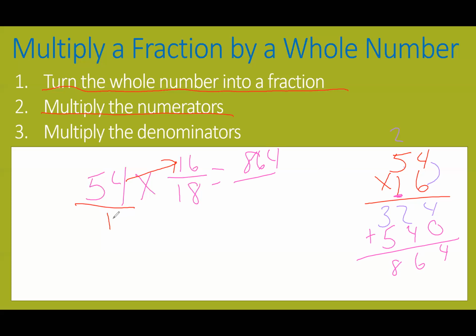Okay, and now our denominators. 1 times 18, well, you can't get any easier than that. 864 eighteenths. Look how simple it is. The multiplication part, as long as you know your multiplication facts, your timetables, you will have an easy time. If you don't know your timetables, hey, this is a perfect time to practice.